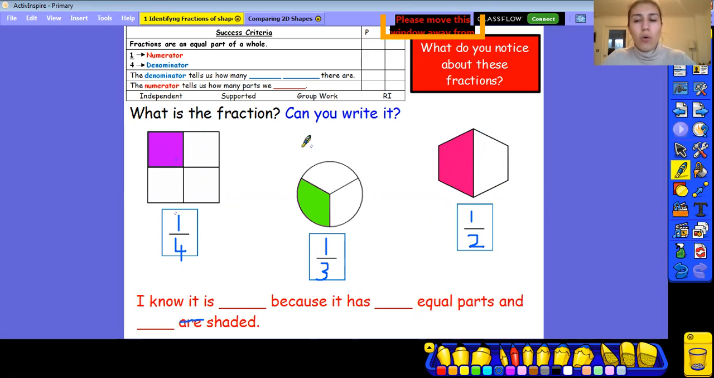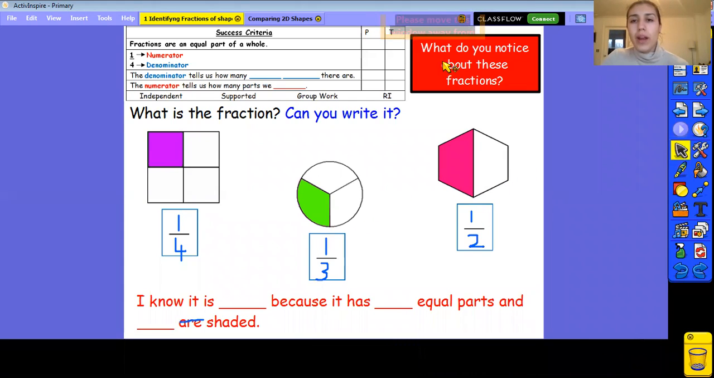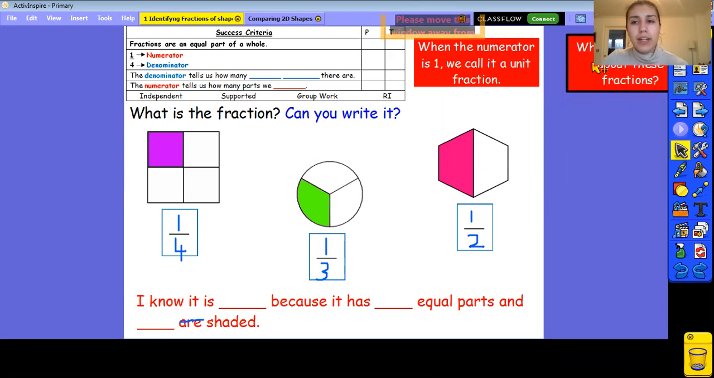Now just have a look at all these fractions. Do you notice anything about them in common? Well, hopefully you've noticed that they all have a numerator of 1. So when we have a number with a numerator of 1, we call it a unit fraction. Unit fraction. Well done. And all that means is that it's a fraction where the numerator is 1. One of those parts in the whole is shaded. That's all that means.